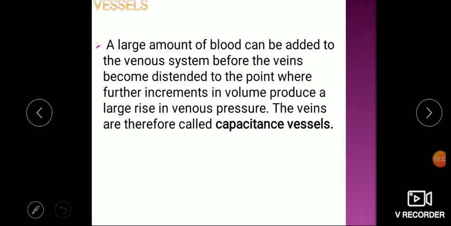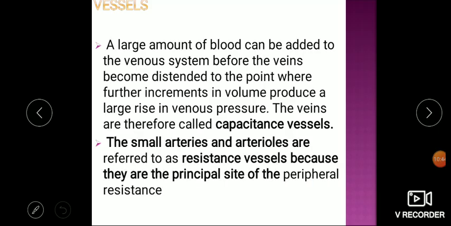Now in the vessels, a large amount of blood can be added to the venous system before the veins become distended to a point where further increment in volume produces a large rise in venous pressure. That's why these veins are called capacitance vessels. They are able to accommodate more blood with less pressure.